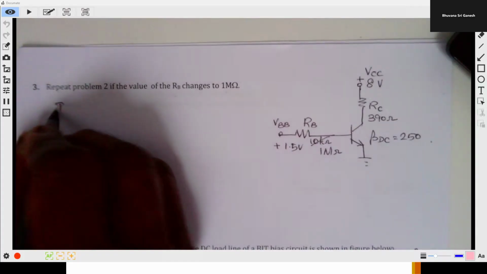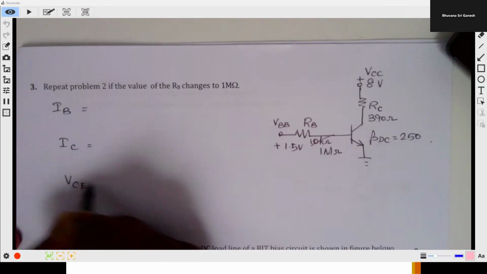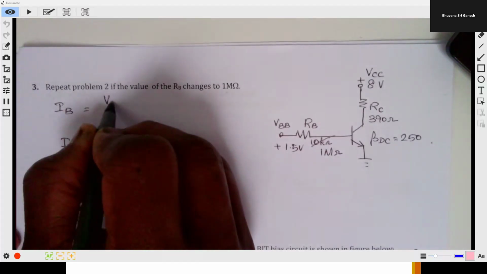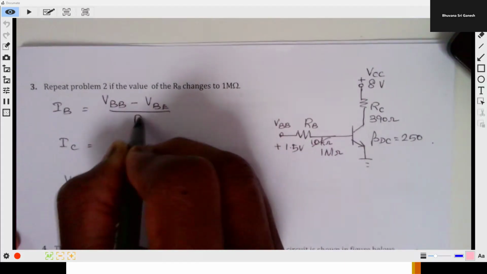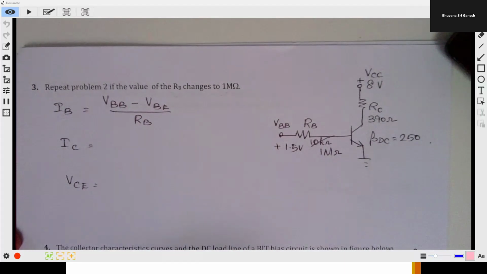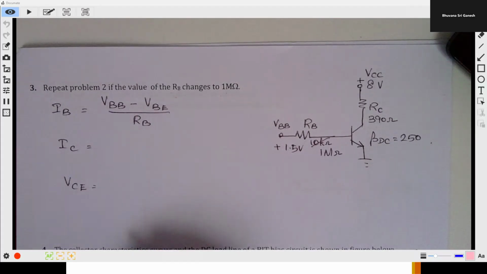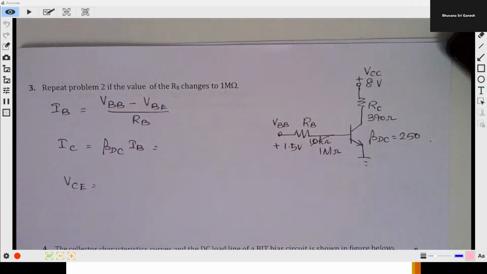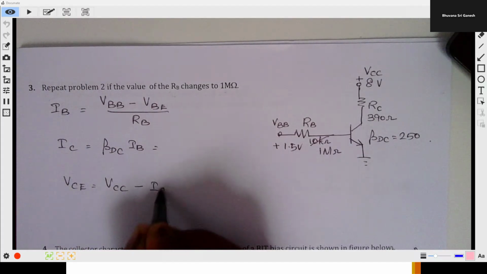Again we have to find what? 3 things. IB we should find. We have to find IC and we have to find VCE. Now let's write the formula for IB, IC and VCE. IB is what? VBB minus VBE over RB. Alright, now for calculating IC, we can use the value of beta and we can get beta DC times IB. This gives the value of IC in this problem. VCE is what? VCC minus IC times RC.